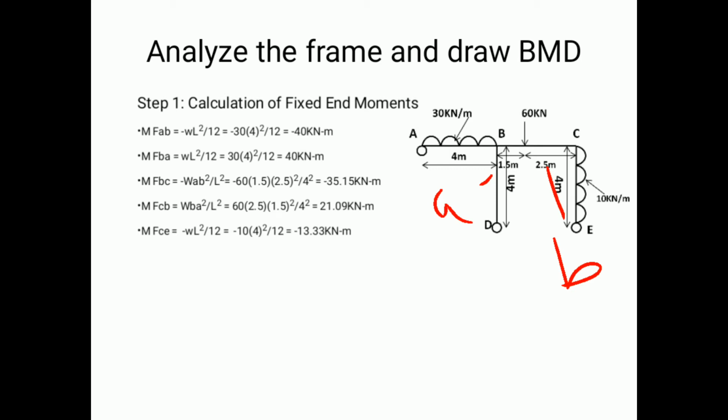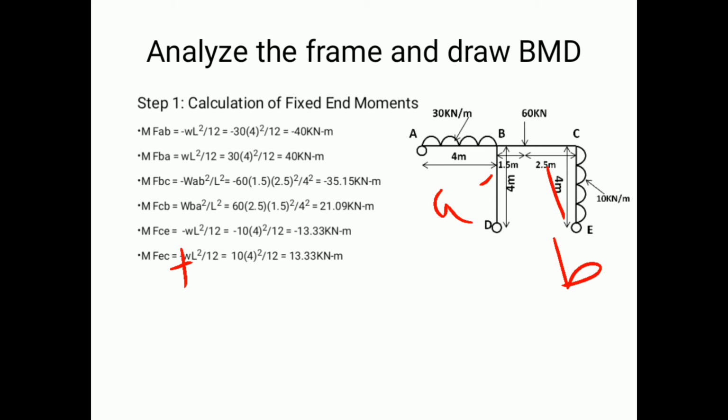Since it is subjected to the uniformly distributed load, from the left side the fixed end moment is taken as minus WL square by 12. So 10 is the value of W, L is equal to 4. So 10 into 4 square divided by 12 is equal to minus 13.33 kilonewton meter. Similarly, MFEC is the positive variation of the fixed end moment of CE.